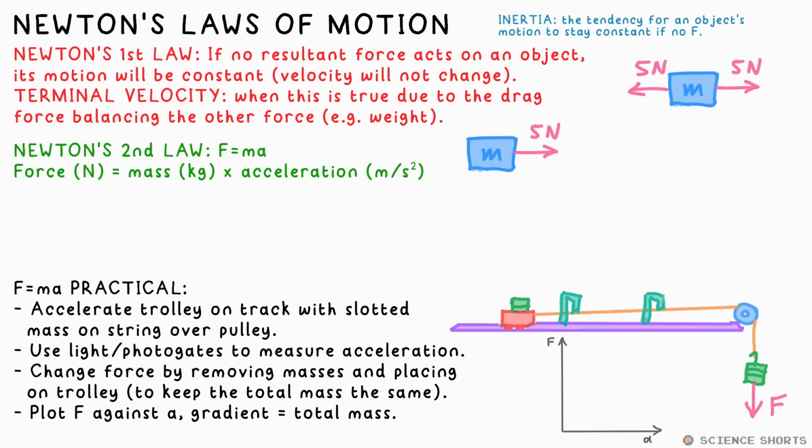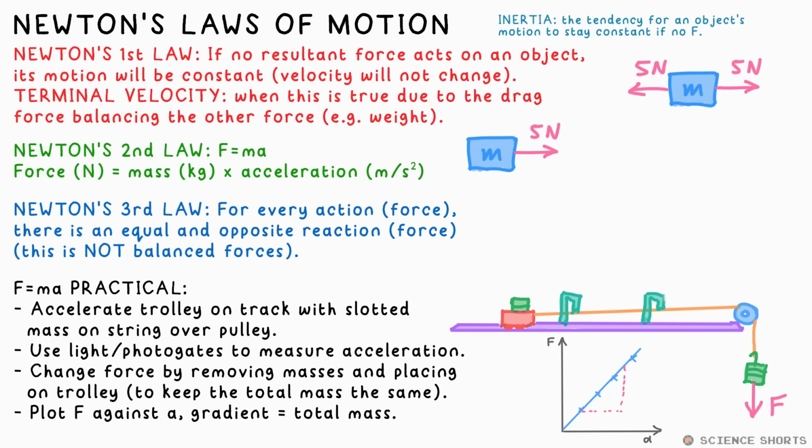We draw a graph of force against acceleration, and it should be a straight line through the origin, proving the directly proportional relationship between force and acceleration. The gradient actually should give you the total mass of the trolley and masses.